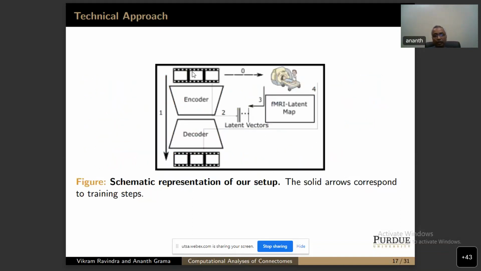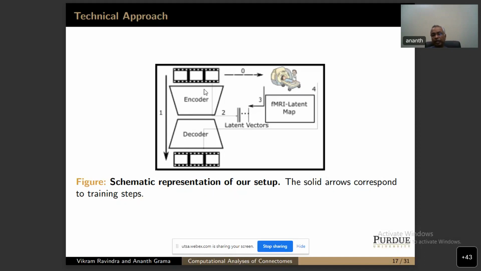So think of it this way: there's a video coming in, there's the encoder and the decoders. In the middle is the latent space. Now separately, I also have the fMRIs of the people who are watching the same video. Of course, there are these alignment issues, and there's the issue of time skew, and there's the issue of temporal resolution, but we take care of all of that. But modulo all of that, we then train a function that maps my processed fMRI into the space of latent vectors as well. So you can think of multiple paths here.